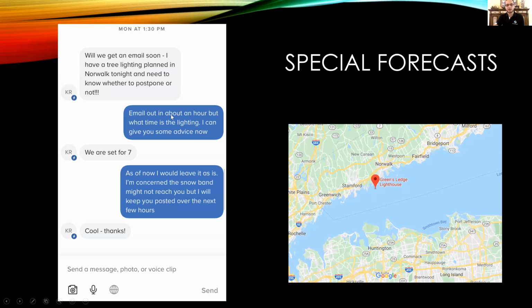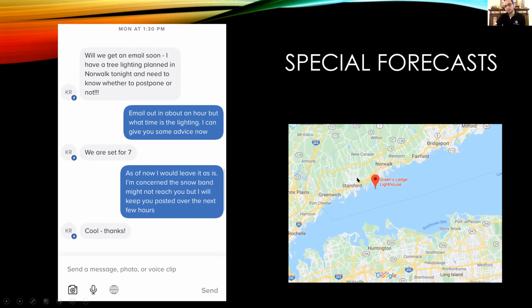So I'm going to finish talking about us with this slide. These are two examples of different kinds of special forecast requests that we've gotten. This one on the left is someone in Norwalk who is planning the Christmas tree lighting and shot us a text, and we helped them figure out when the snow would start, when it would be safe to hold this Christmas tree lighting. This one on the right is one of my favorites.